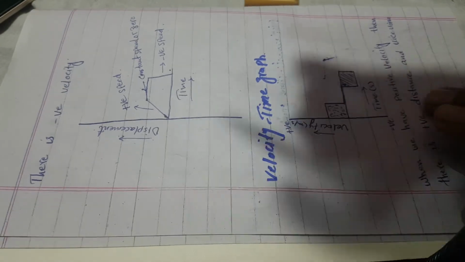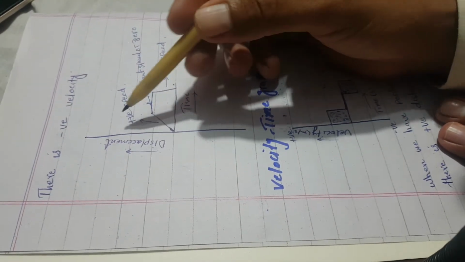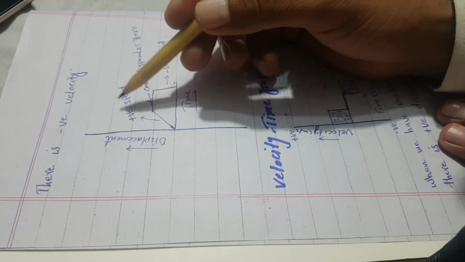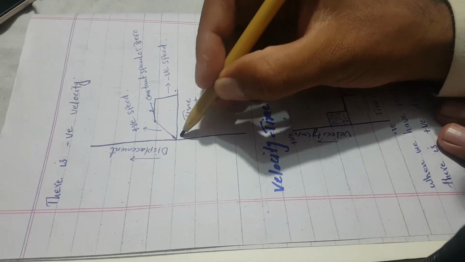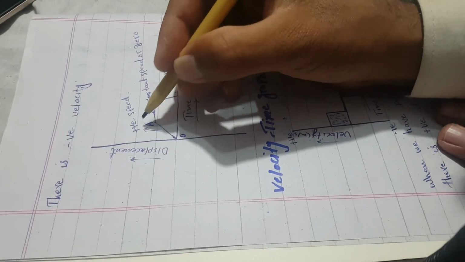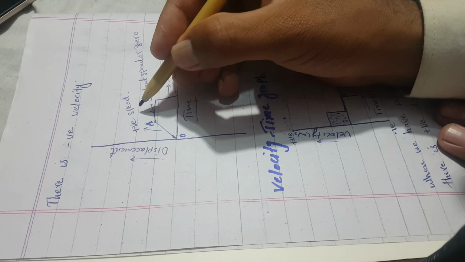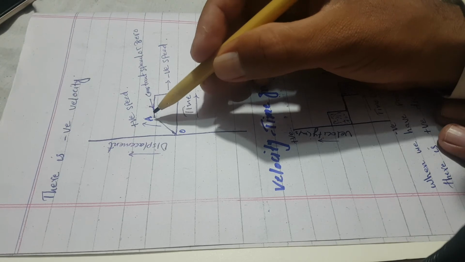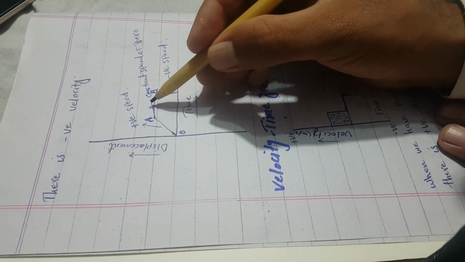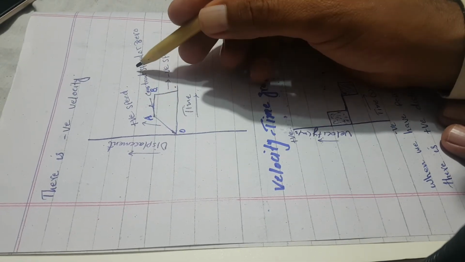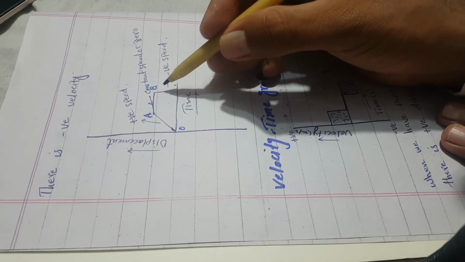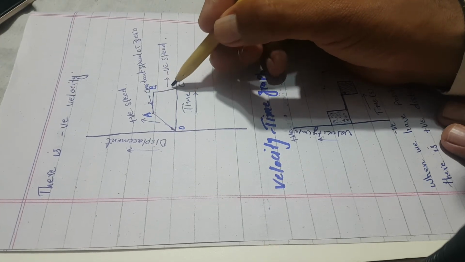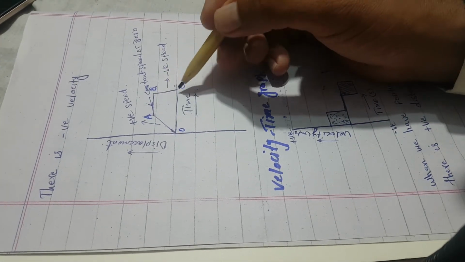So if we plot the same graph according to velocity, from 0 to A we have a positive speed. In other words, the speed goes on increasing, and from A to B the speed is constant because the gradient is constant. From B to C there is a negative gradient and negative speed, meaning decreasing speed.